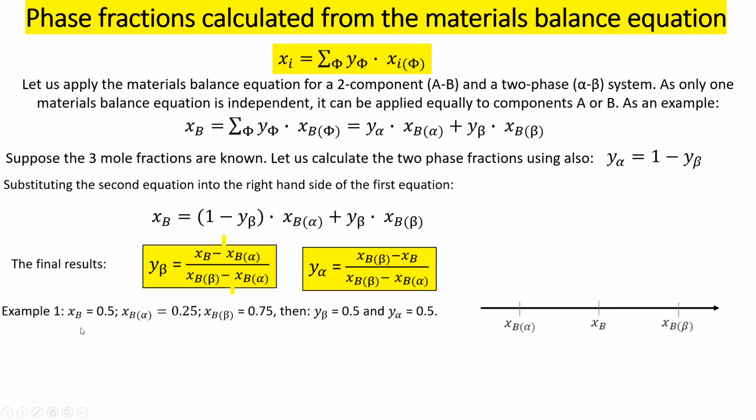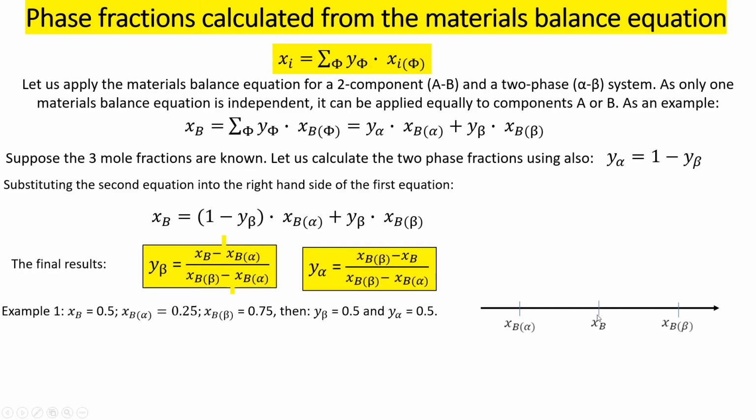In the first example I selected xb as 0.5. You see it's exactly in the middle of the interval. And then substituting these 3 axes into these 2 equations, we get that both y beta and y alpha equals 0.5. So the take-home message is that if I position the average concentration exactly into the middle of the interval, dictated by the particular compositions of phase alpha and beta, then I will have in the system 50-50 of phase alpha and phase beta, because the average composition is just in the middle.